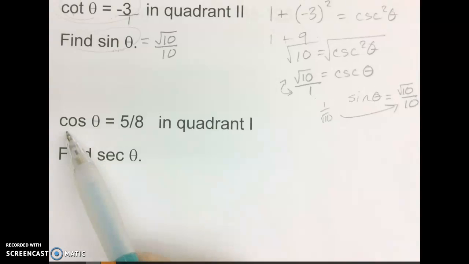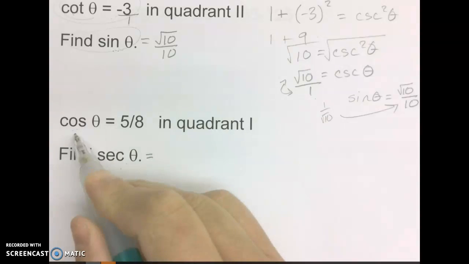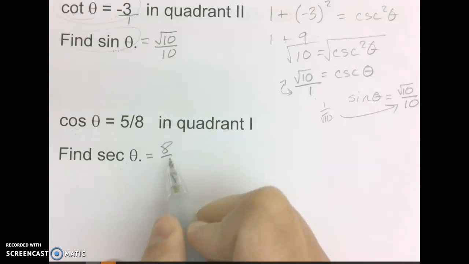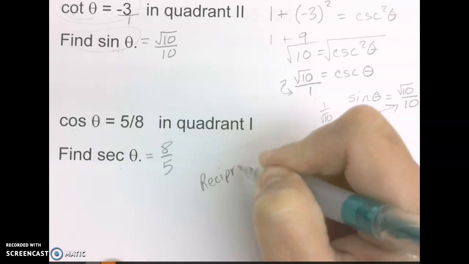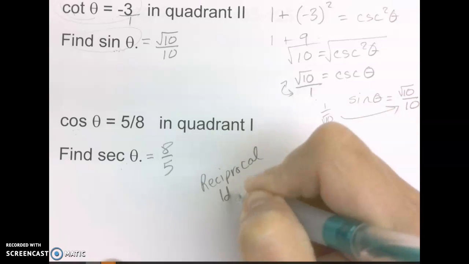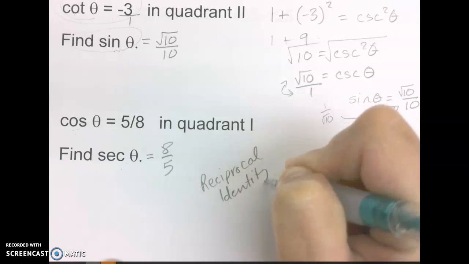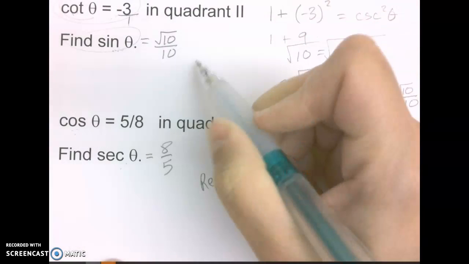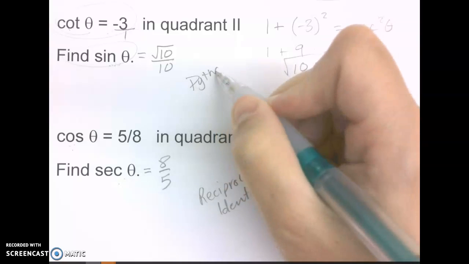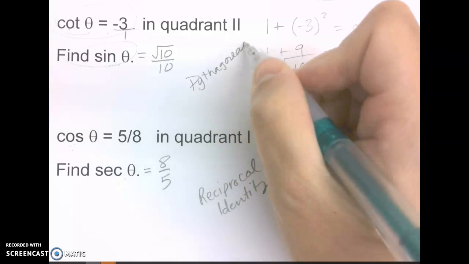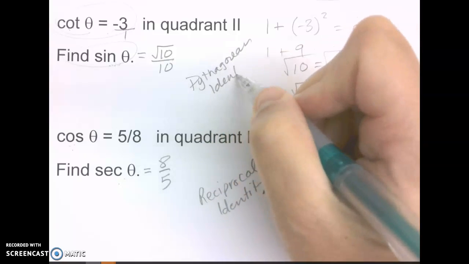Okay, what about cosine and secant? Well, cosine and secant are reciprocals, right? So the secant of theta is the reciprocal of cosine. And so I've used a reciprocal identity. And then here I used a Pythagorean identity.